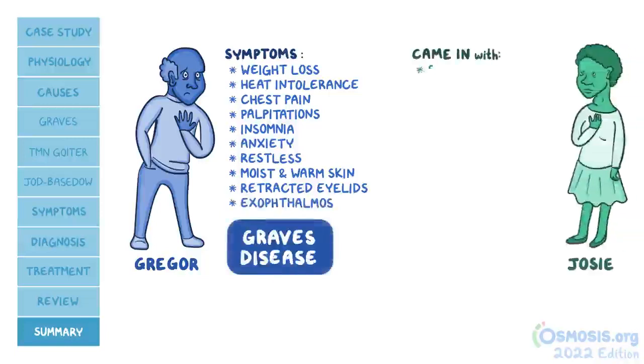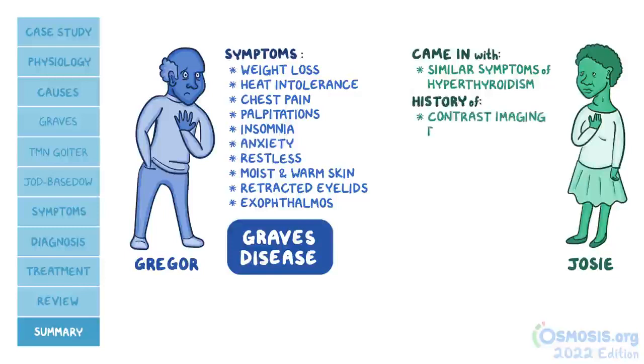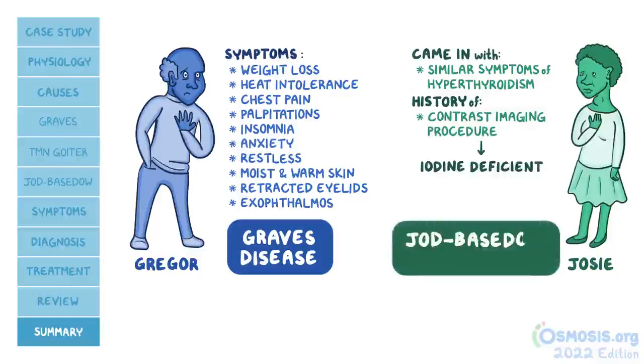Josie came in with similar symptoms of hyperthyroidism that were confirmed by lab tests. Given the history of recently having a contrast imaging procedure done, probably with iodine contrast, we can assume that Josie might be iodine deficient, the likely cause of her goiter, and probably suffers from Jod-Basedow phenomenon.